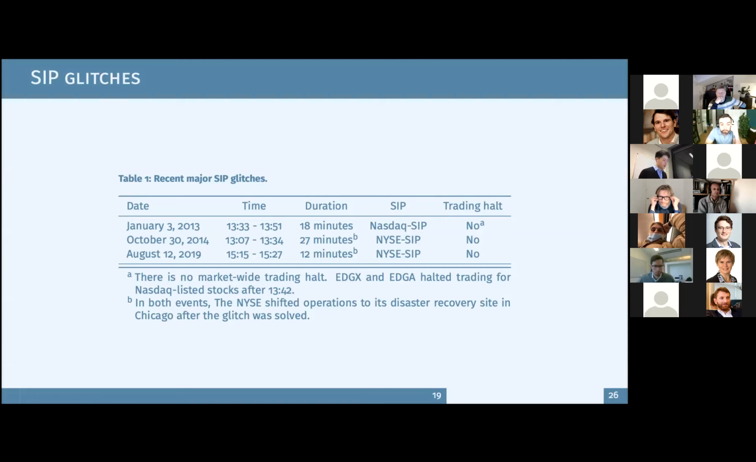So my goal is to see whether, during those SIP outages, we see a significant drop in liquidity in the market. Remember that when the SIP data is unavailable, the fast traders still have access to direct feeds. So it's not a trading halt on the exchange, but just the SIP data is unavailable. So in a sense, you have sort of super information asymmetry during those events.